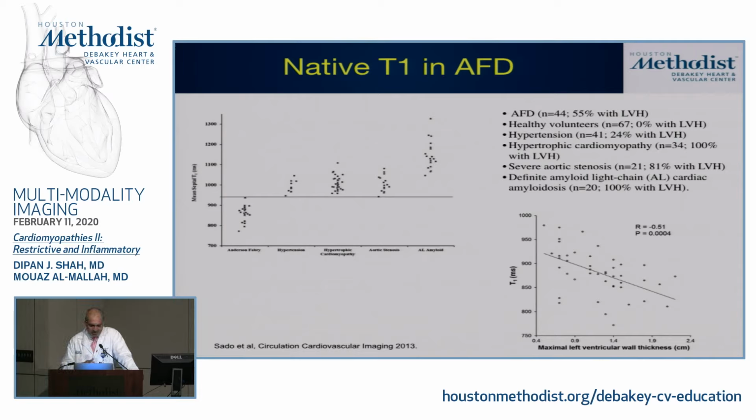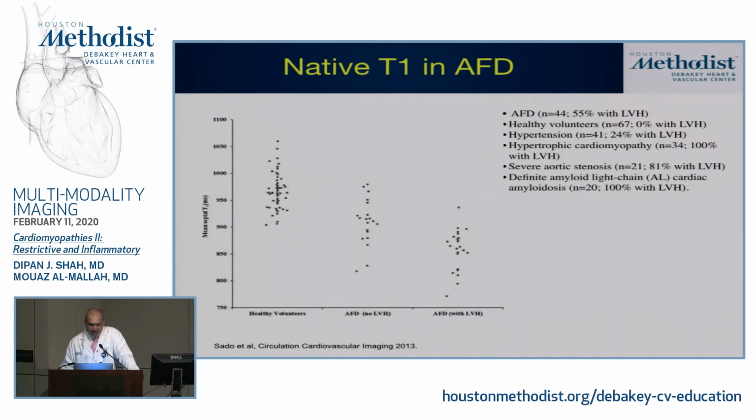And as a result, this series right here showed very nicely that you could actually use T1 times to separate those with increased wall thickness that was due to Anderson-Fabry disease from those with increased wall thickness that were due to other conditions such as hypertension, hypertrophic cardiomyopathy, or severe aortic stenosis, or amyloid.